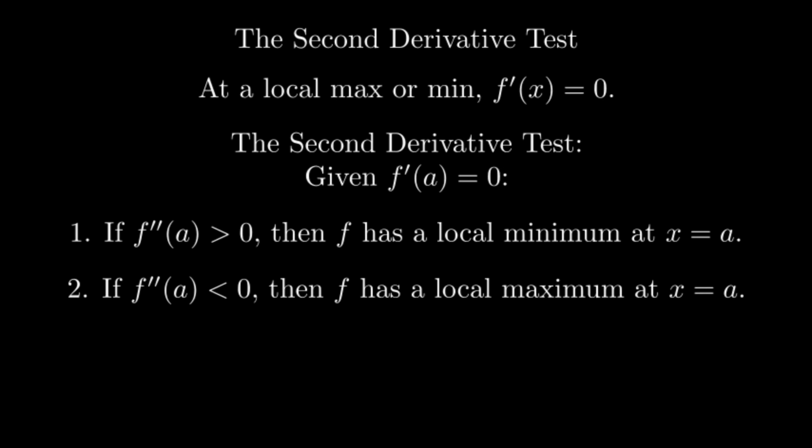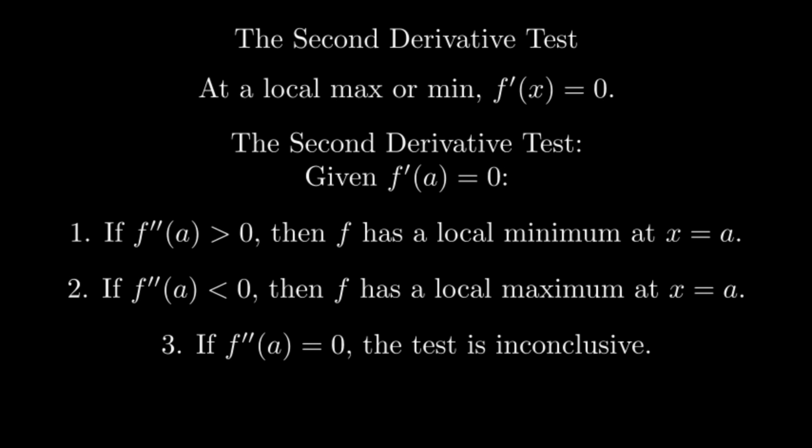Second, if the second derivative at that point, f double prime of a, is negative, that means the function is concave down. A concave down shape looks like a hill. Therefore, the point must be a local maximum. And third, if the second derivative at that point is 0, the test provides no information. It's inconclusive. The point could be a maximum, a minimum, or an inflection point. In this case, you would have to go back and use the first derivative test, which involves checking the sign of f prime of x on either side of the point.